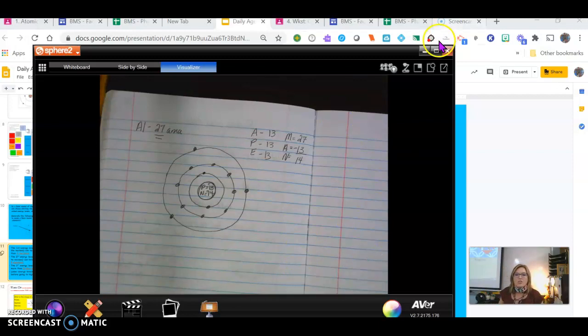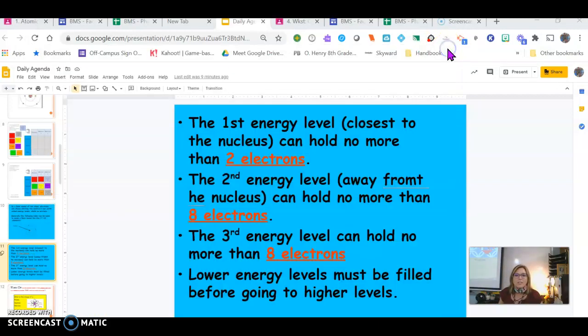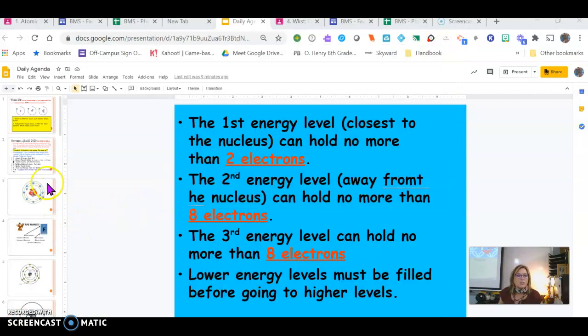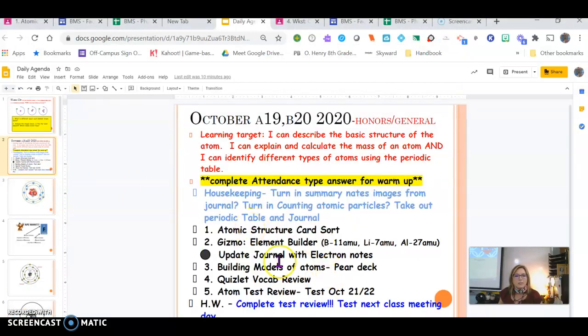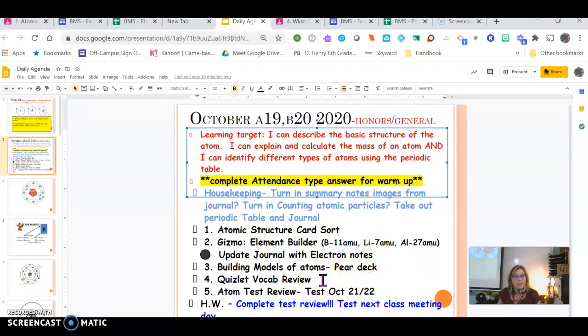Okay, so once you have those, all we did with the rest of class was work on building models together in class and in a Pear Deck. So you've got the models there. I want you to work on your Quizlet vocabulary, which is number 4 in your Google Classroom, and then you need to complete your test review before next class, because you do have a test next class period.